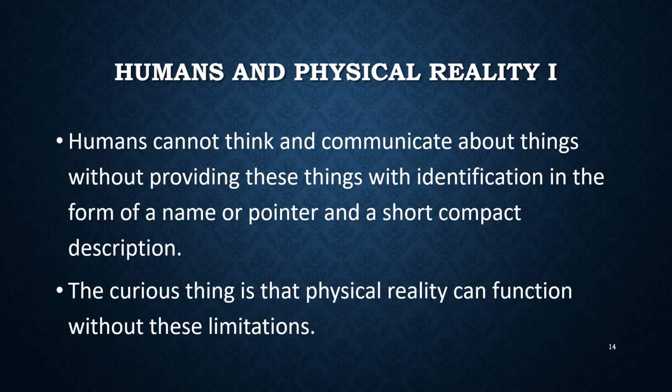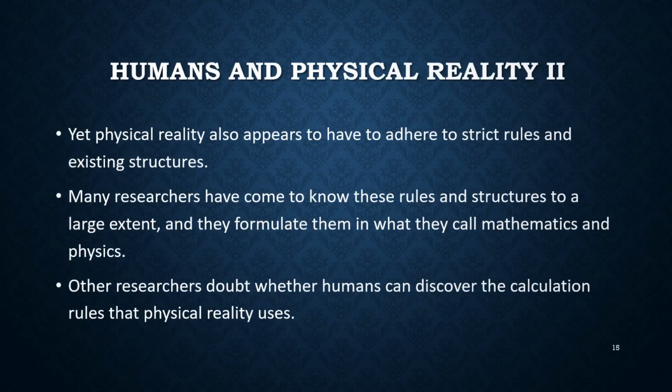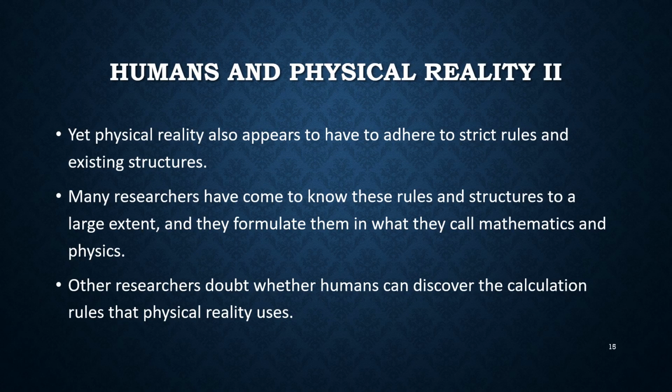Humans cannot think and communicate about things without providing these things with identification in the form of a name or pointer and a short compact description. The curious thing is that physical reality can function without these limitations. Yet physical reality also appears to have to adhere to strict rules and existing structures.